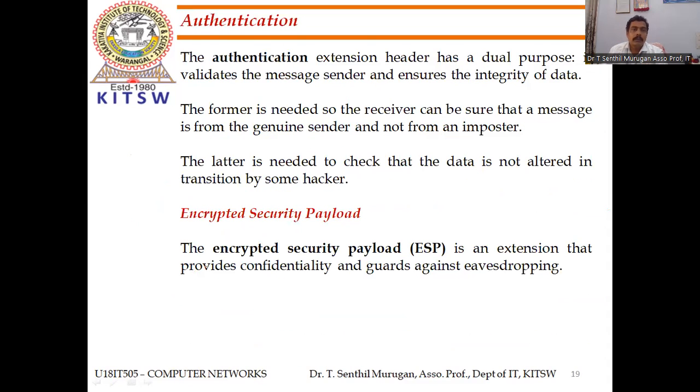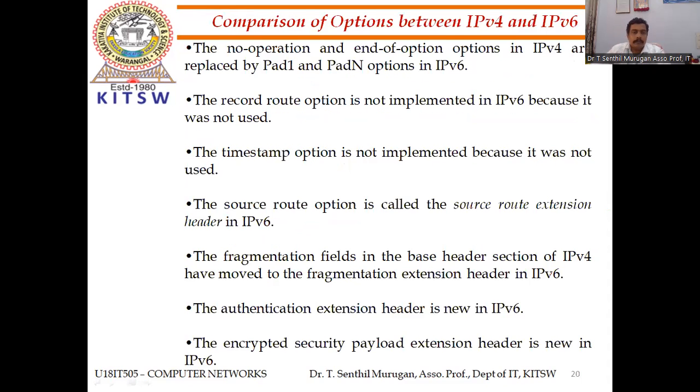Okay, so now authentication. Authentication is used for a dual purpose: one is to validate the message sender, and the other is to ensure the integrity of the data. Both are provided by the authentication header and the Encrypted Security Payload, ESP. It is an extension that provides confidentiality and guards against eavesdropping. So these are the things used in IPv6.